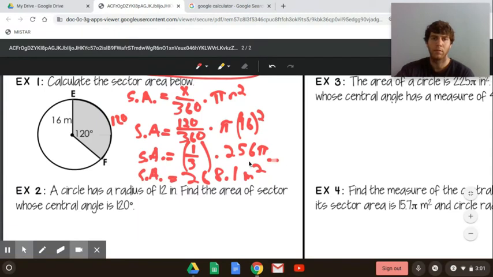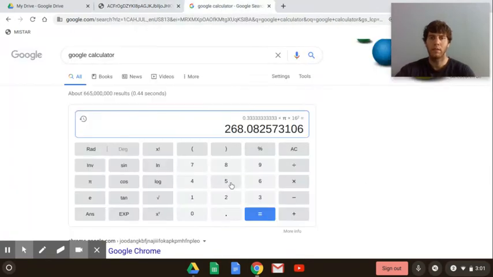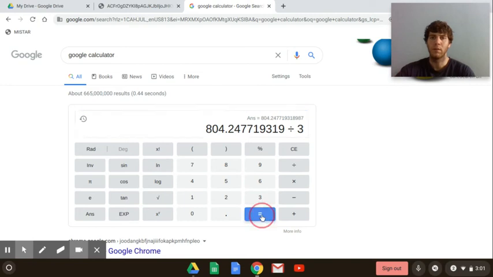So 256 pi was our area, the area of the whole thing, but we didn't want the area of the whole thing. We only wanted 1/3 of it. So we multiplied by 1/3, or divided by 3, to get 268.1 meters squared.